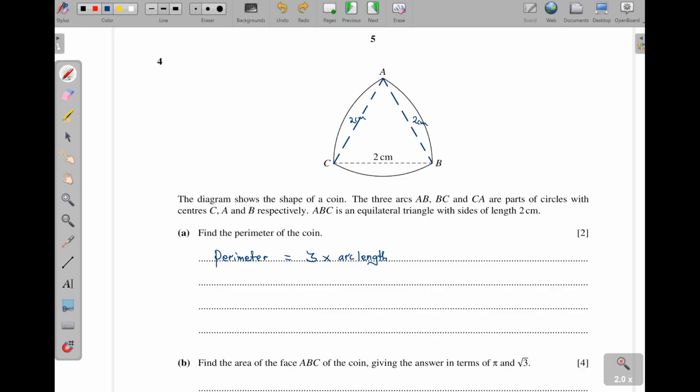Okay, now since this one is an equilateral triangle, this simply implies that this will be 60 degrees, which is pi over 3, even this one, and also this one, right? All right, now length of an arc is r theta, not so? So we shall have 3, then times r is 2, then the theta is pi over 3. So we can see that this 3 cancels with this, and then we remain with 2 pi, as simple as that. So 2 pi centimeters.